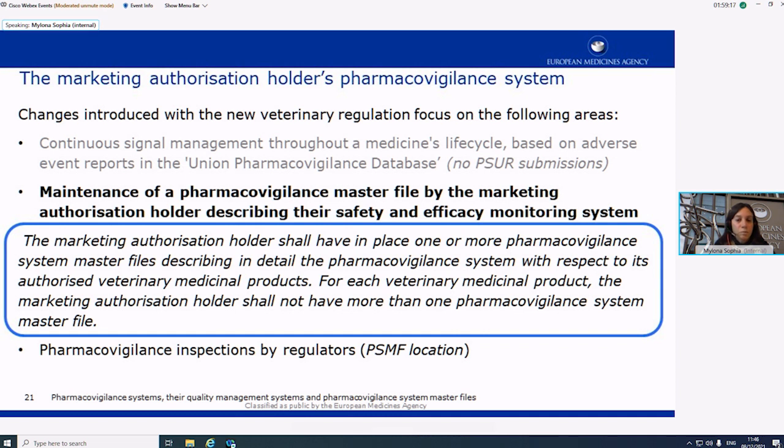So if you have a system, you have to have one PSMF with a single PSMF reference. But if for any reason you need to have two or more different pharmacovigilance systems, this has to be justified. For example, you may want to do this if you have different types of products. And then you will have to maintain two different PSMFs with different reference numbers. And each product should not be covered by more than one PSMF. And of course, Calogero explained the PSMF location is what will indicate the member state responsible for the supervision of this PSMF and the system described. Next one.